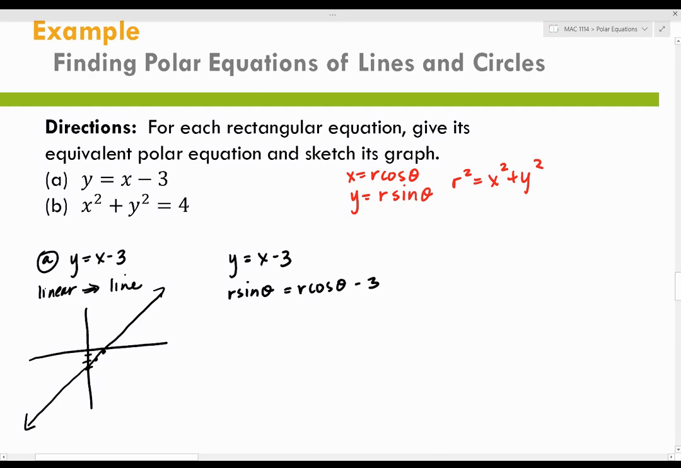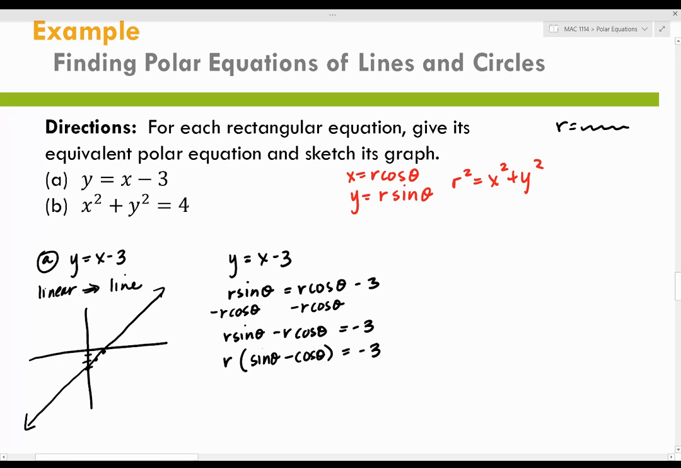Now, my goal is that when I'm done, I have an equation that looks like r equals something, something, something, which means that r needs to be isolated on one side of the equation by itself. So all of my terms that have an r, I'm going to move them to the left side. So that means this r cosine theta, I'm going to subtract from both sides. So that's going to give me r sine theta minus r cosine theta equals -3. And I need r by itself. So since both of those terms have an r, I can factor the r out. It's the GCF, or the greatest common factor. When I do that, it leaves sine theta minus cosine theta.